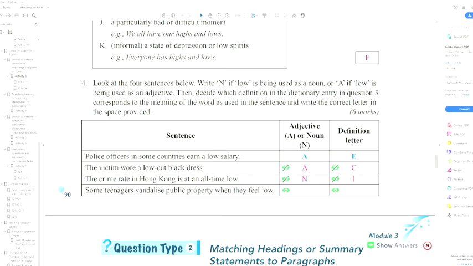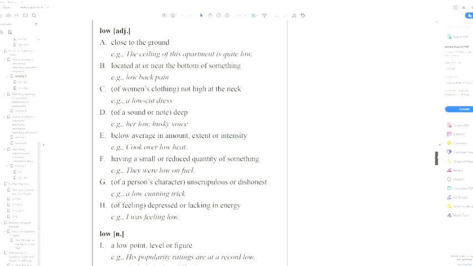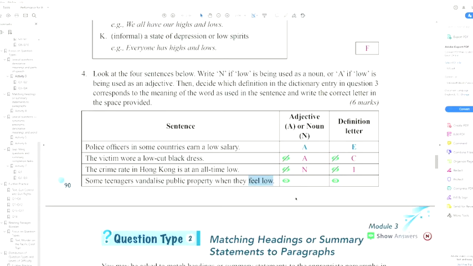And some teenagers vandalize public property when they're feeling low. That means break, damage public property when they feel low, when they feel down. So when they feel low, that's going to be an emotion, a feeling, like happy, sad. So a feeling here is going to be an adjective. And which one is a feeling? Right here, H. So there we go.